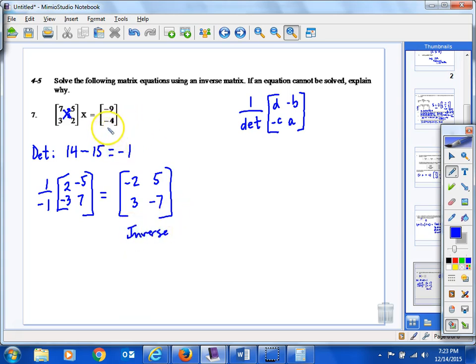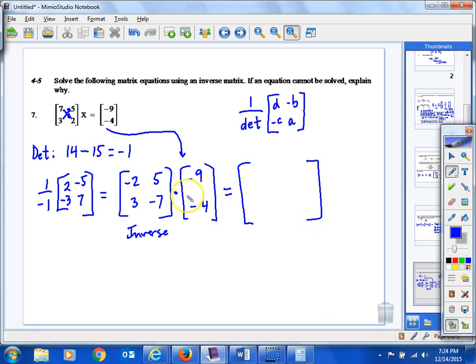And now that I've found the inverse, just bring this matrix on the other side of the equation and set it up to multiply times the inverse. And just keep in mind, this is very important. When you multiply the inverse times the matrix on the right side of the equation, the inverse must go first. It must go on the left. That's very important.